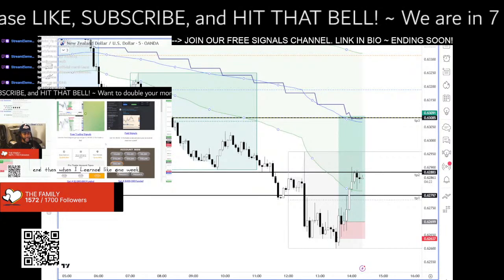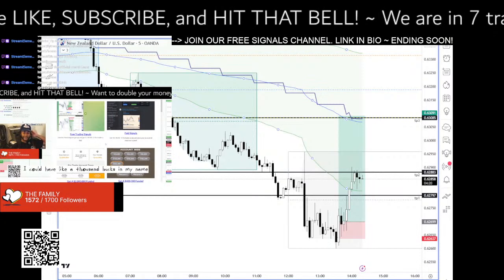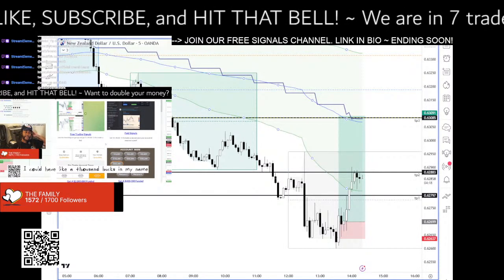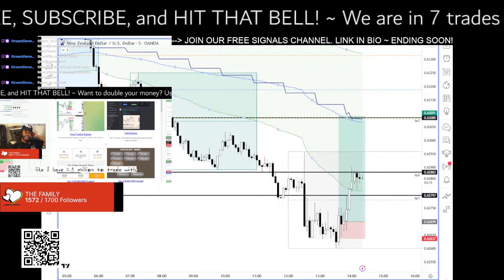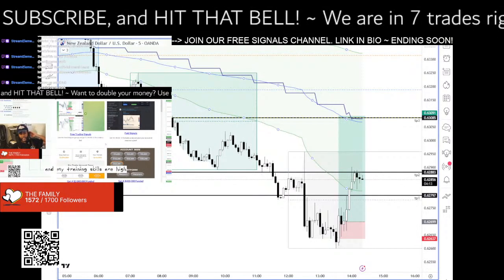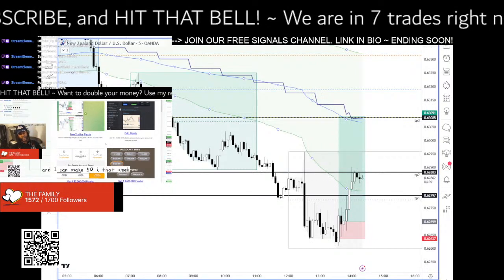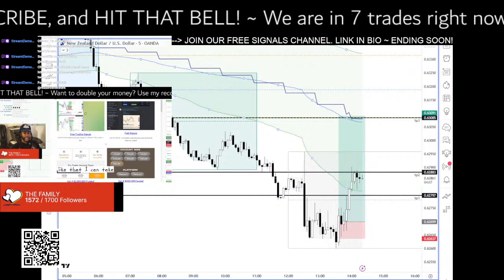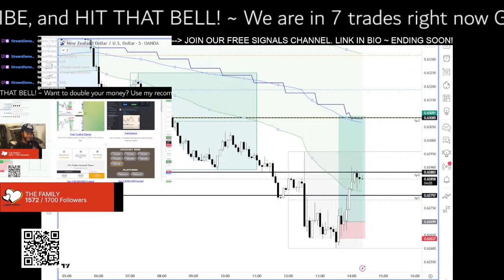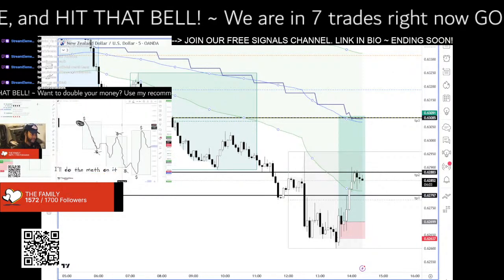And then when I learned that in 1 week I could have $1,000 in my name, and then in 3 days I could have 2.5 million to trade with, and my trading skills are high. I understand logically how to grow an account, and I can make 50K that week. My whole life can change like that. I'll do the math on it.